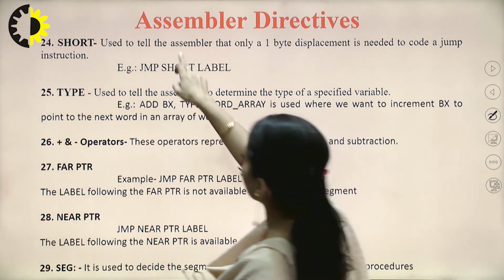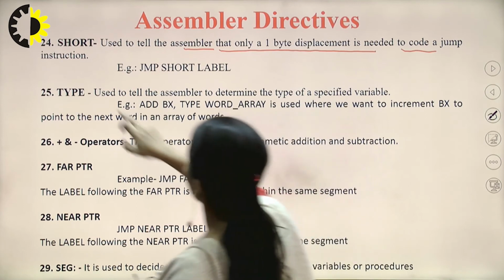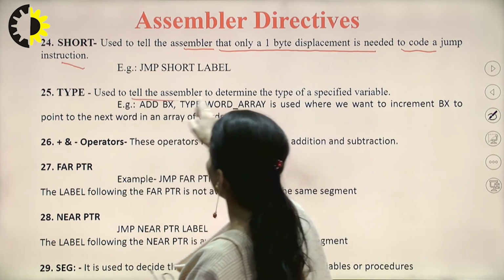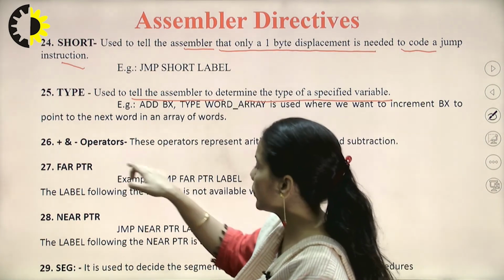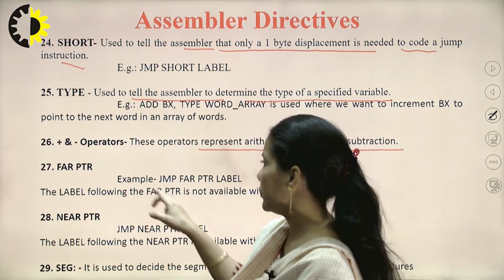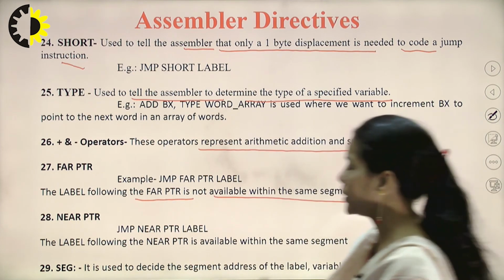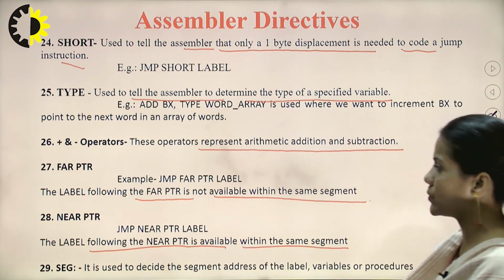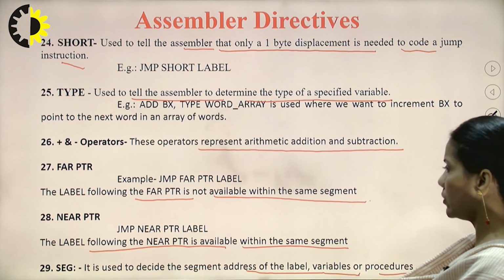SHORT is used to tell the assembler that only a one byte displacement is needed to code a jump instruction. TYPE is used to tell the assembler to determine the type of a specified variable. The plus and minus operators represent arithmetic addition and subtraction. FAR PTR: the label following the far pointer is not available within the same segment. NEAR PTR: the label following the near pointer is available within the same segment. SEG is used to decide the segment address of the label, variables or procedures.